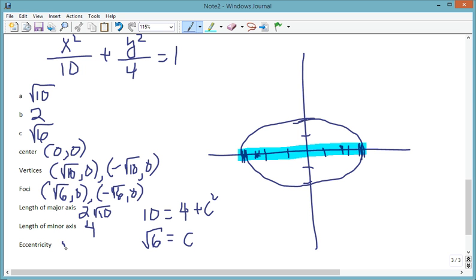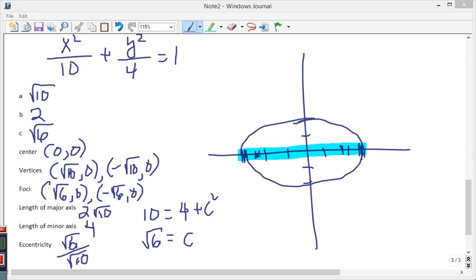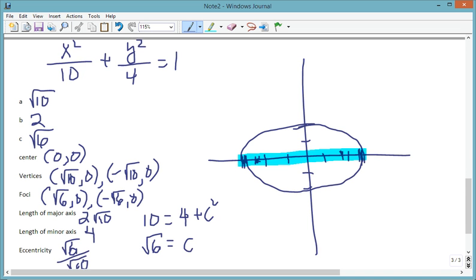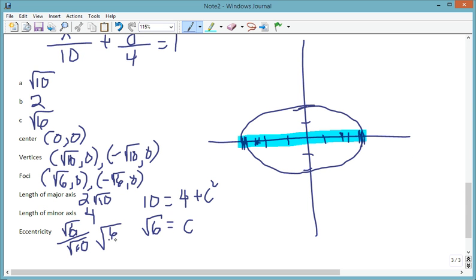Eccentricity is going to be the square root of 6 over the square root of 10. And we could simplify that a little bit. This could be the square root of 6 over 10, which is the square root of 3/5. And when I rationalize the denominator, I get the square root of 15 over 5. So that would be it in the most simplified terms.